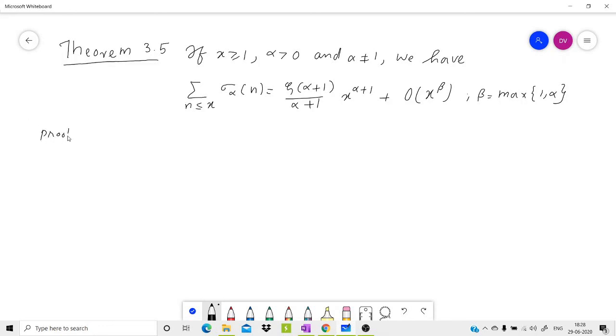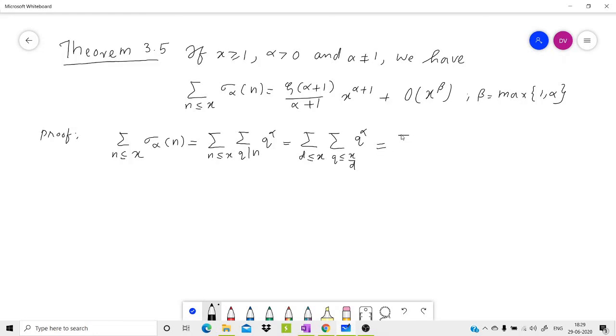We start the proof. We start with the sum over n less than or equal to x of sigma alpha of n, that is equal to, first we write the sigma alpha of n as sigma q divides n q raised to alpha. So that will be sigma n less than or equal to x, again a sigma q divides n q raised to alpha, and this can be written as sigma d less than or equal to x, and sigma q less than or equal to x by d q raised to alpha. This is already discussed in the previous theorem.